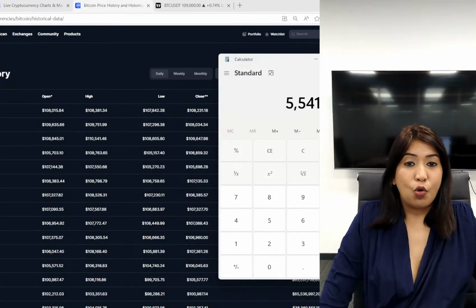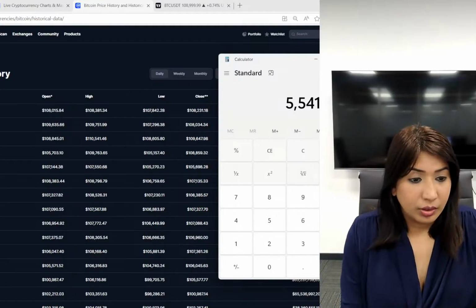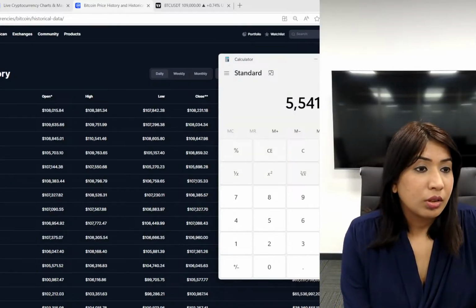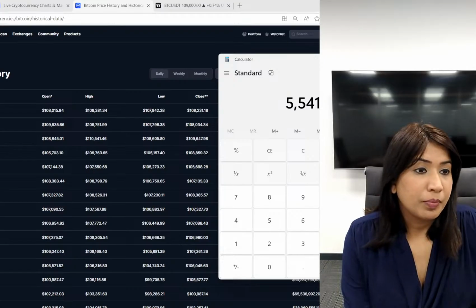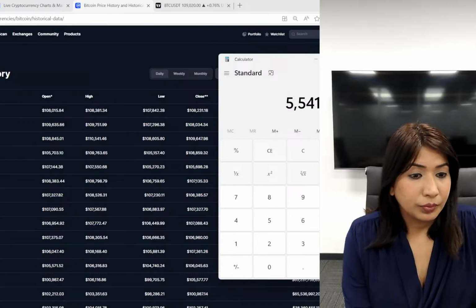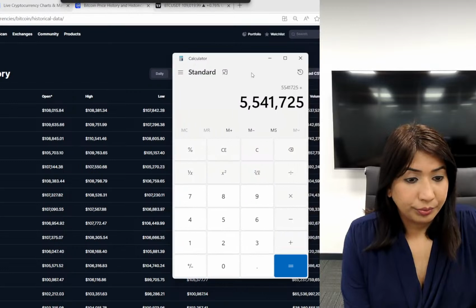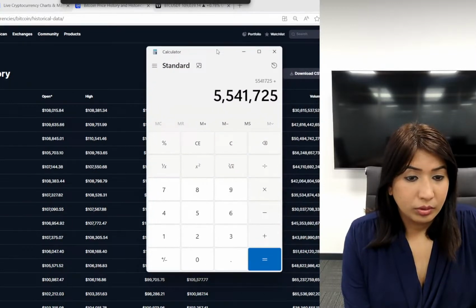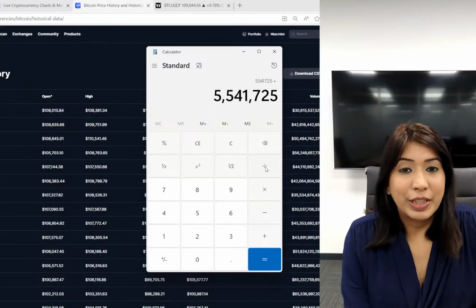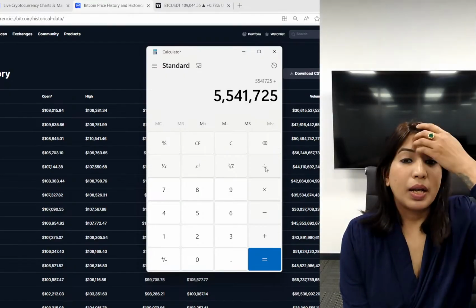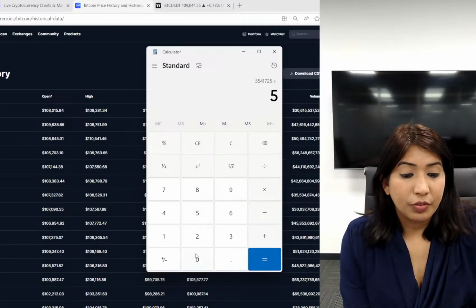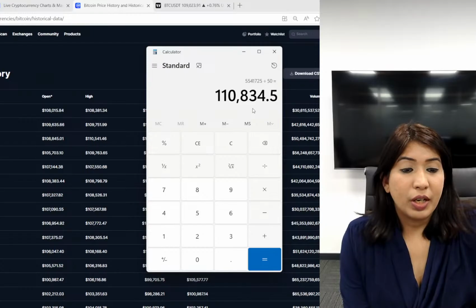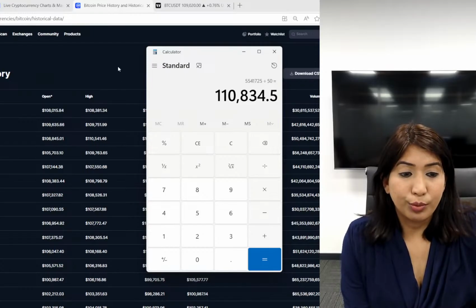So this is the overall calculation. This is the overall 50 days price that is being calculated, divided by 50. So our moving average is 110,834.5.